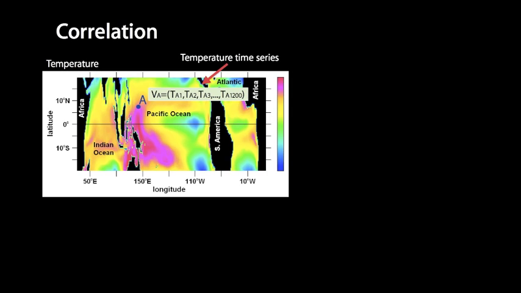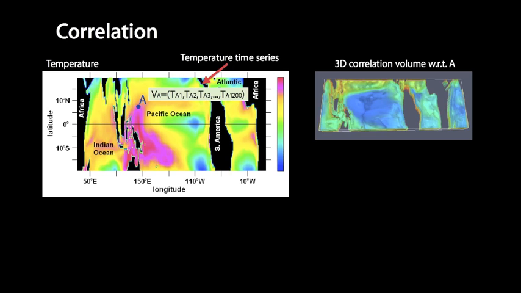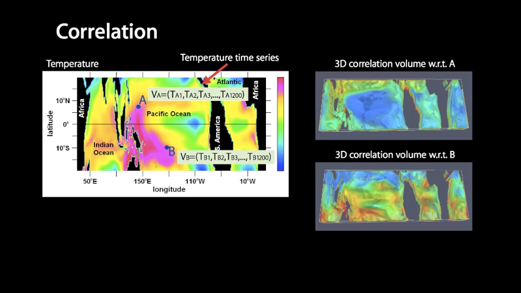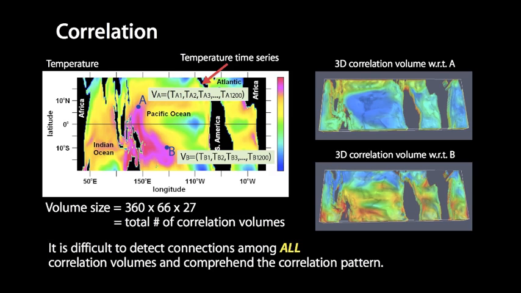Given a specified reference location, the temperature time series at this location can be correlated with the temperature time series at all other locations. Each reference location has a corresponding 3D spatial correlation volume. Since the number of correlation volumes equals the number of voxels, it would be difficult for a user to exhaustively examine them to detect connections and infer the correlation pattern. Our goal is to provide a static view that captures the essence of correlation relationships in a cost-effective way.